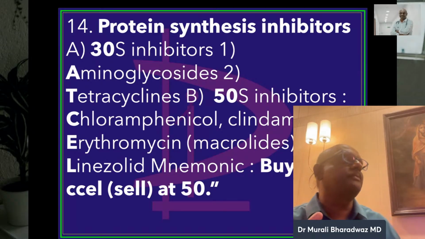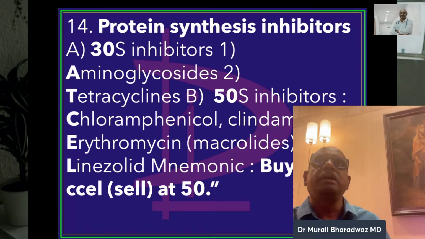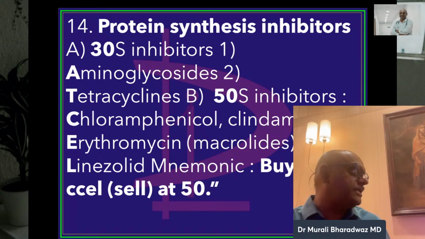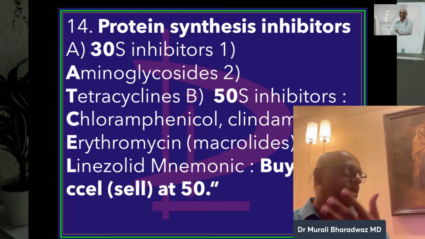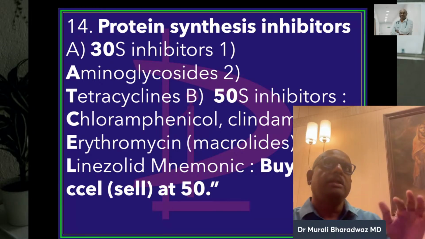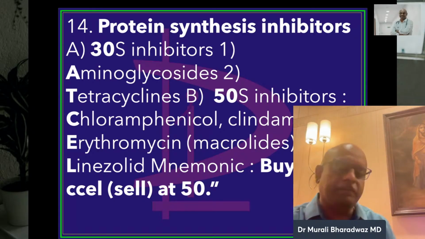Now the favorite question. Which are the inhibitors of 30S and which are the 50S? Buy at 30, cell at 50. Buy at 30 is aminoglycoside and tetracycline. Cell at 50: chloramphenicol, clindamycin, erythromycin, linezolid. These four are 50S inhibitors. 50S and 30S are the two types of ribosomes.